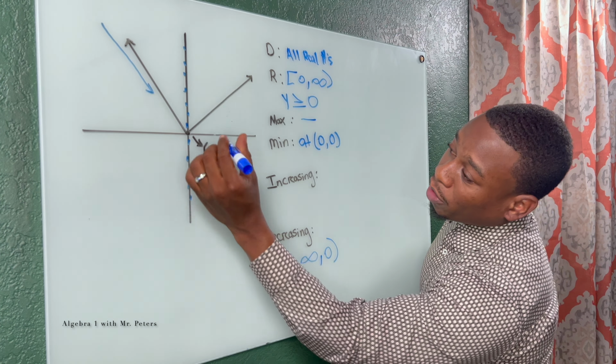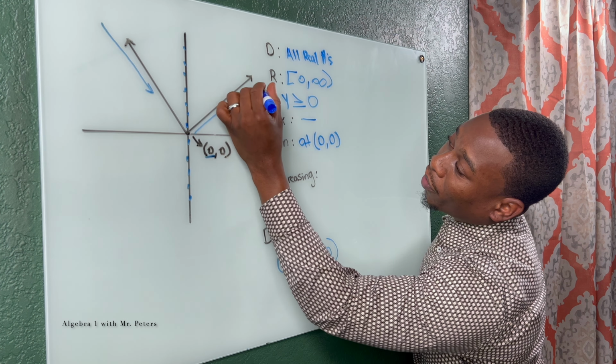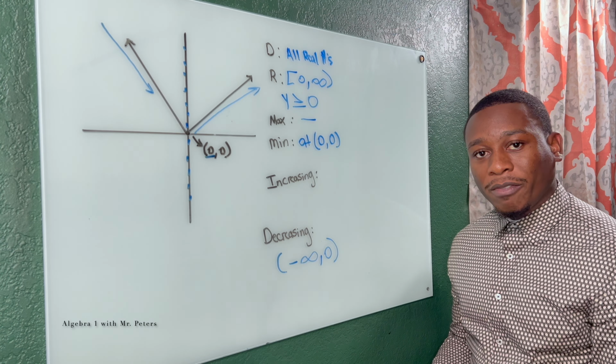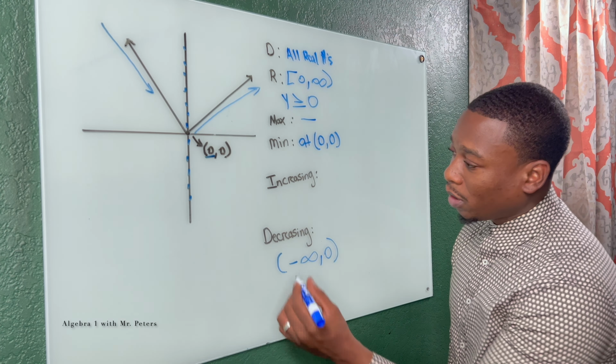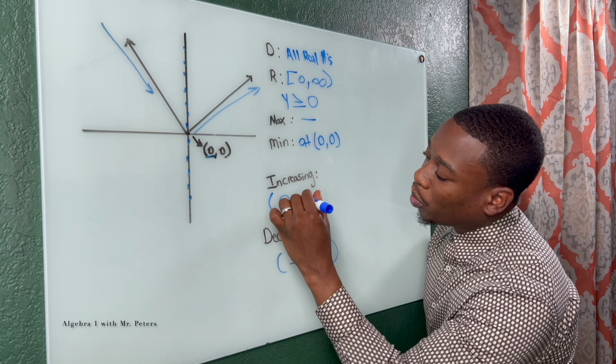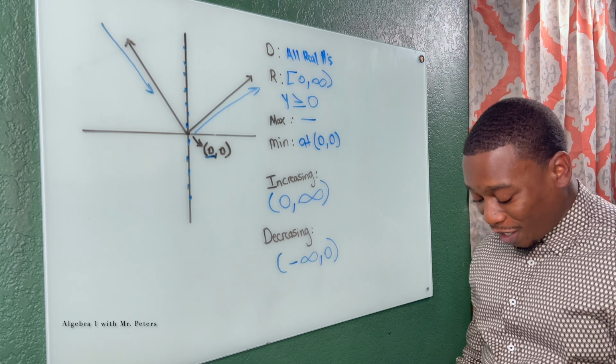Then when we stop at 0, and now we're going on the other side to positive infinity, right? Going to the positive infinity. What is happening to our y values? They start to increase. So we know that we are going to be increasing from the interval 0 to positive infinity. Now, let's say we had a different graph.